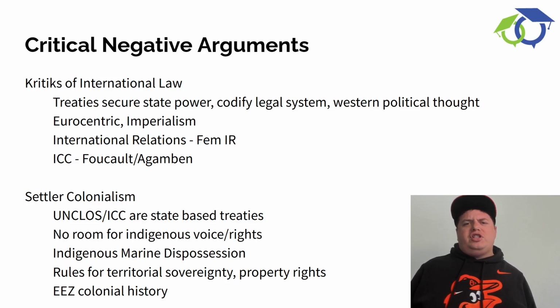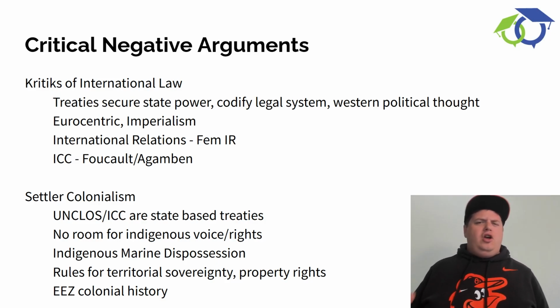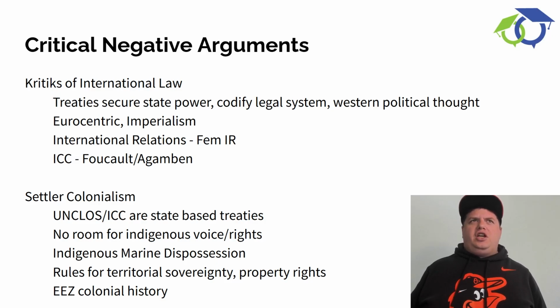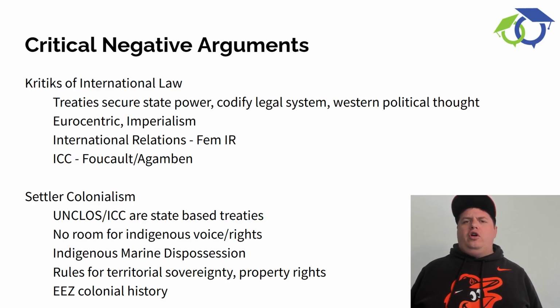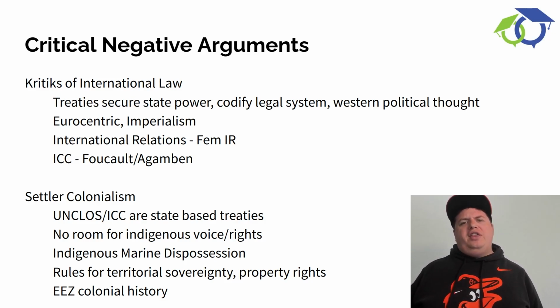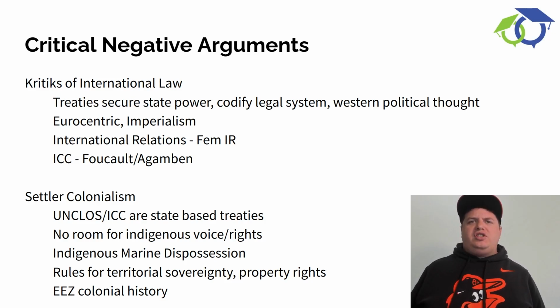I think that the first style of critical negative arguments are just going to be critiques of international law. I think that they're going to critique how treaties work and how they secure state power over whether it be humans or animal life. They create this legal system that codifies Western thought rather than the thought of the global South, and the idea behind international law and treaties is a Eurocentric imperial notion that comes from nations that already have power.